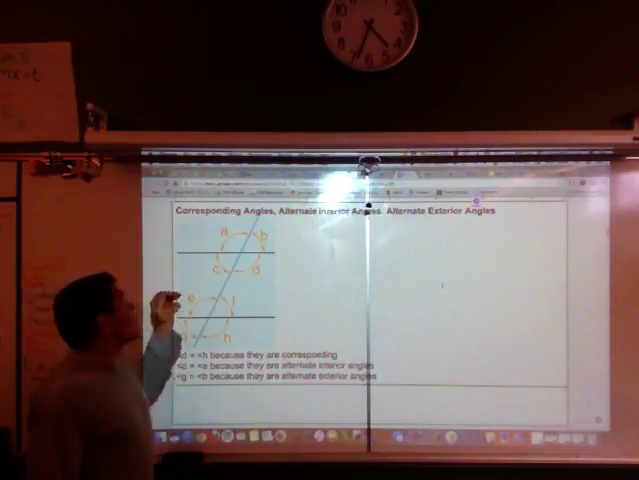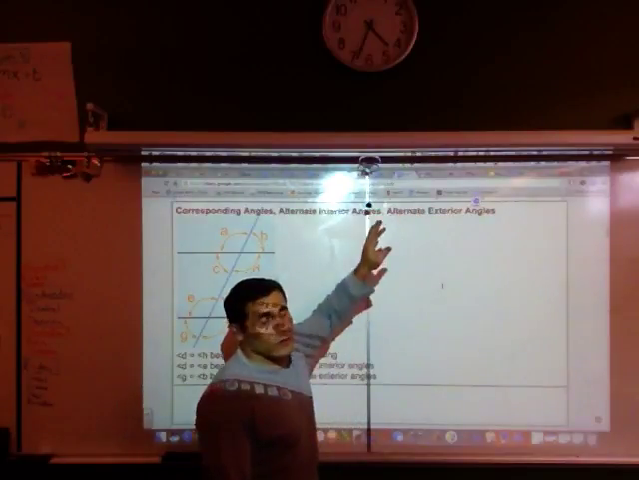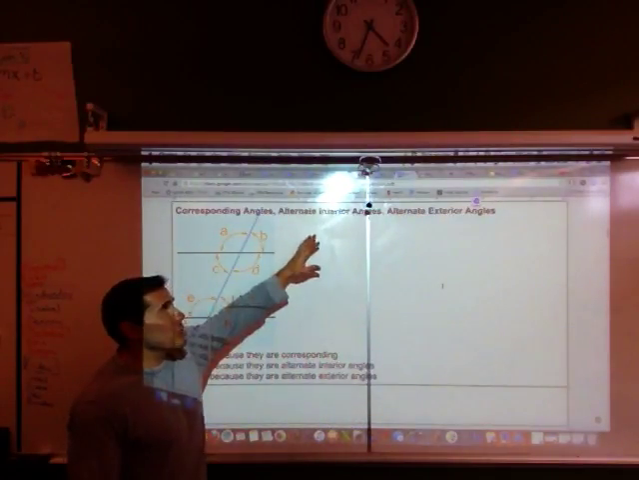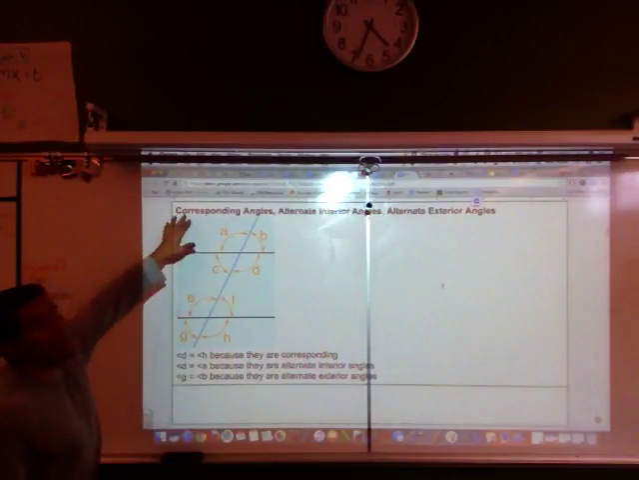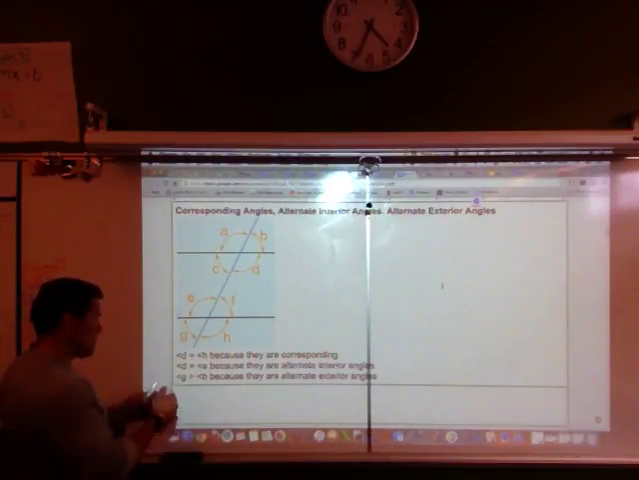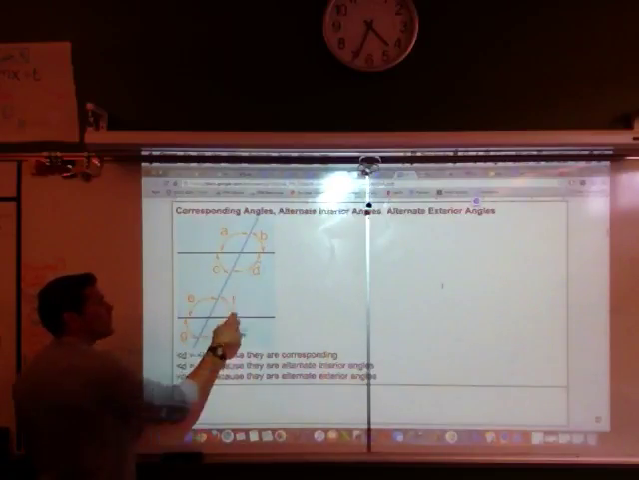This visual is going to talk about corresponding, alternate interior, alternate exteriors. Alternate just means like one's on the left, one's on the right. Okay, interior means inside, exterior means they're on the outside. So corresponding, let's just touch base on that. D and H are corresponding. So D corresponds to H.